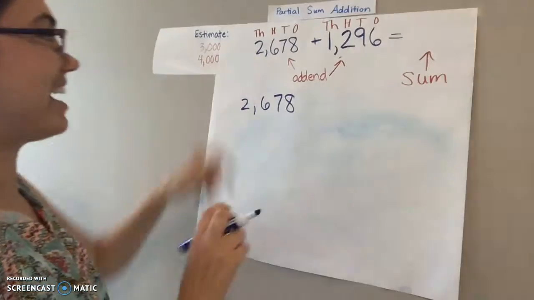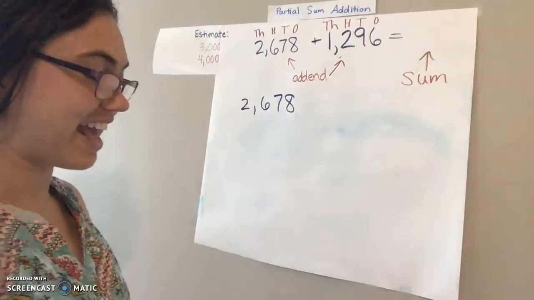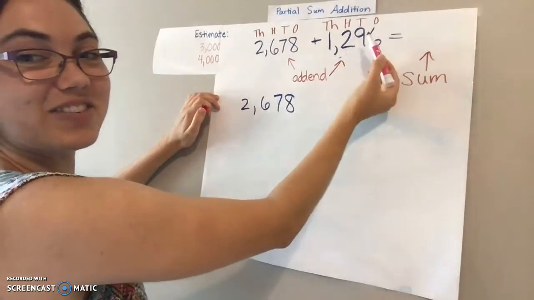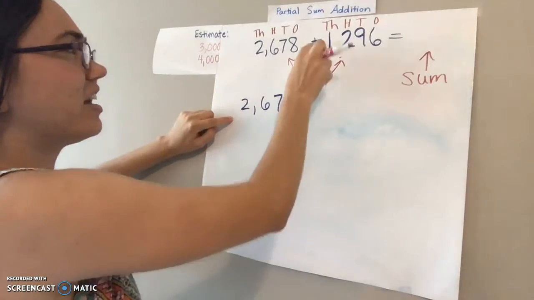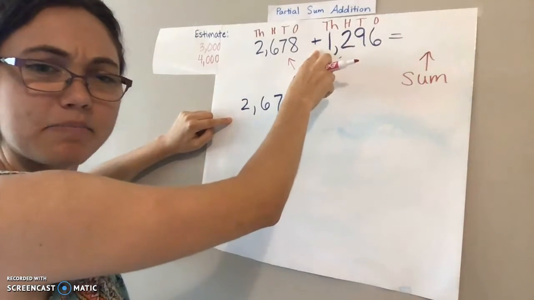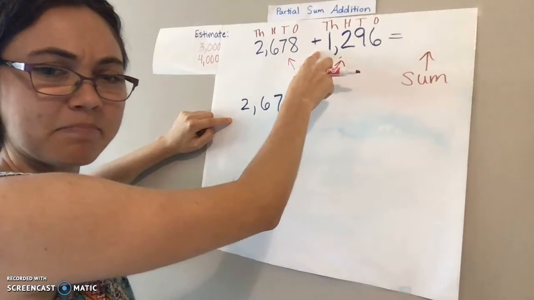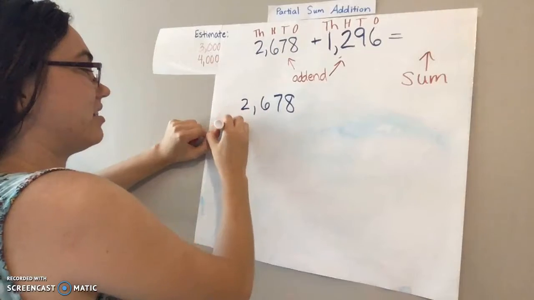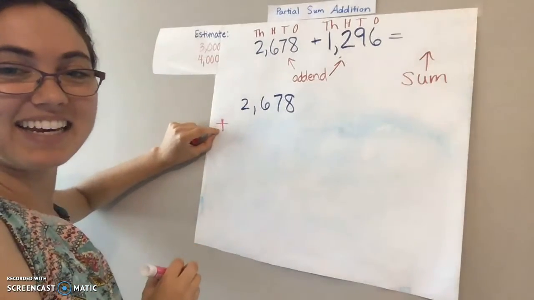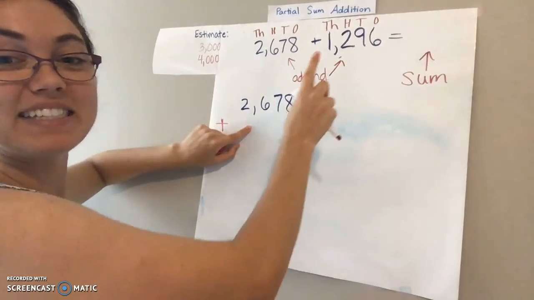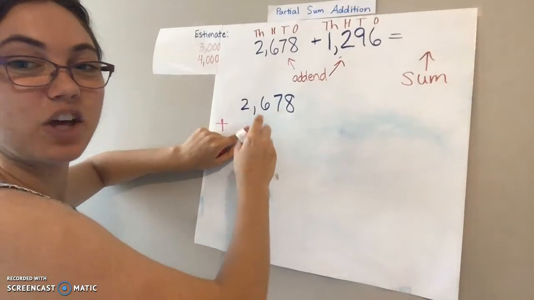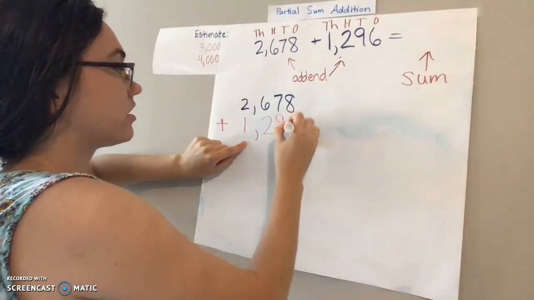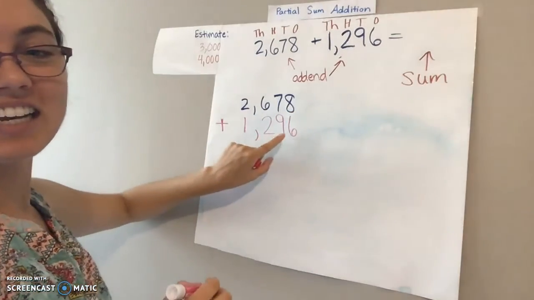2,678. Excellent. Our second addend, 1,296. Remember, are we taking apart or bringing together and combining? We are bringing together. So I'm going to make a big plus sign and write my second addend, 1,296.